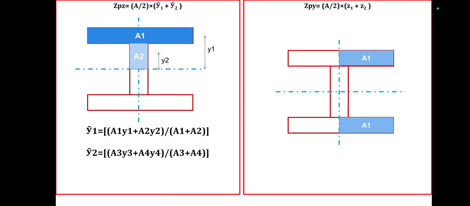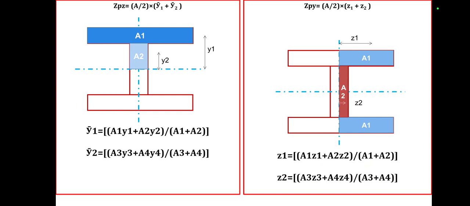Similarly, for calculation of Zpy, A1 and A2 in the y direction, Z1 is the distance from the centroidal axis, Z2 of A2. Hence Z1 bar is equal to (A1 Z1 plus A2 Z2) divided by (A1 plus A2), and Z2 bar is equal to (A3 Z3 plus A4 Z4) divided by (A3 plus A4).